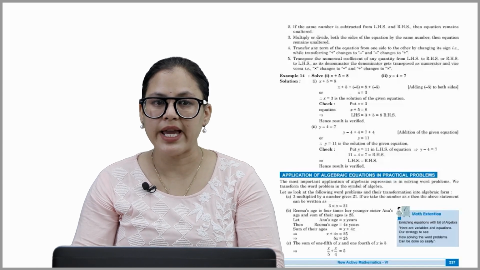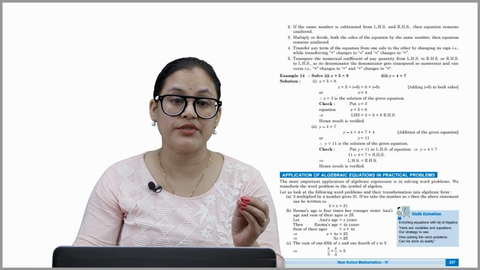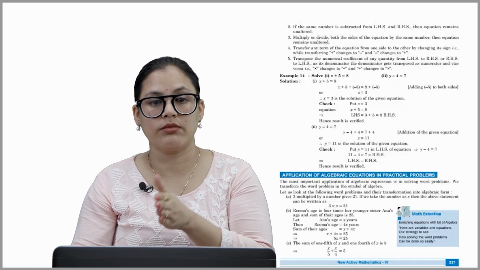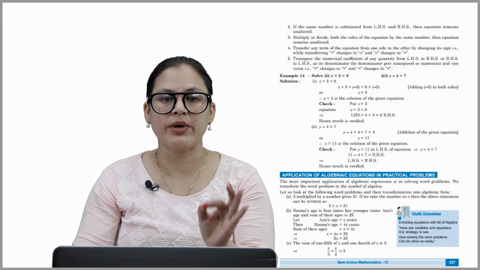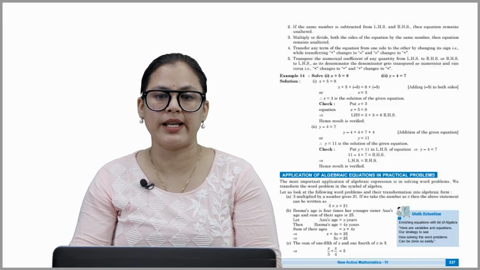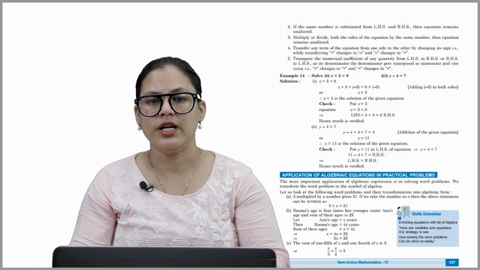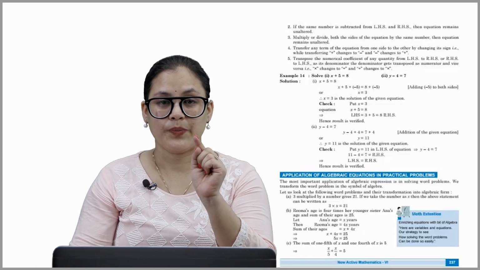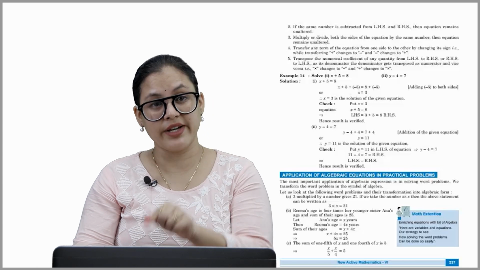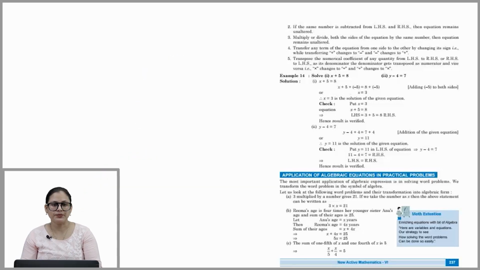4: Transfer any term of the equation from one side to the other by changing its sign, that is, while transferring, plus changes to minus and minus changes to plus. 5: Transpose the numerical coefficient of any quantity from LHS to RHS or RHS to LHS as its denominator. The denominator gets transposed as numerator and vice versa. That is, multiply changes to divide and divide changes to multiply. Remember that, okay?